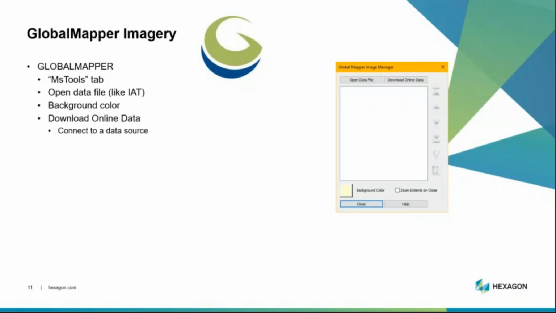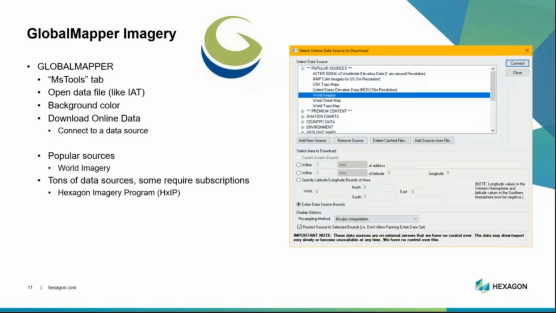So clicking on download online data will bring you to this screen here, where under popular sources, I personally feel like the World Imagery one is the one that most people are going to use. I mean, if you've got better stuff for where you work, certainly check them all out. There's tons and tons of data sources in there.